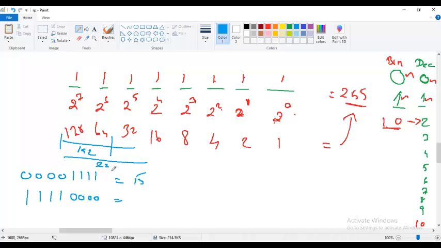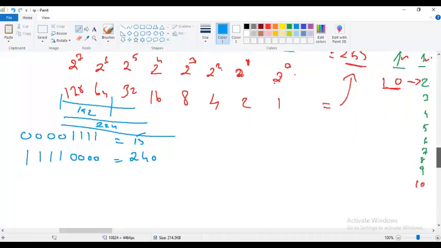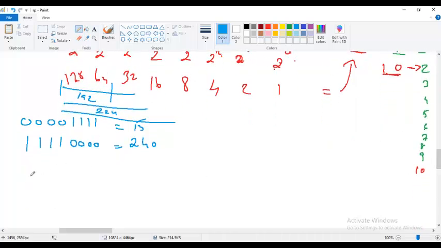Clever. Good. Okay. Now let us move on to another one. 1, 1, 0, 0, 0, 1, 1. What do you get? Okay. So from now on, you should understand. See, we have only 8 bit.